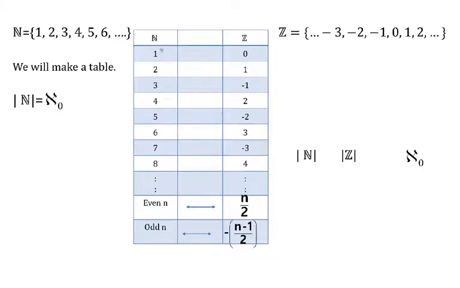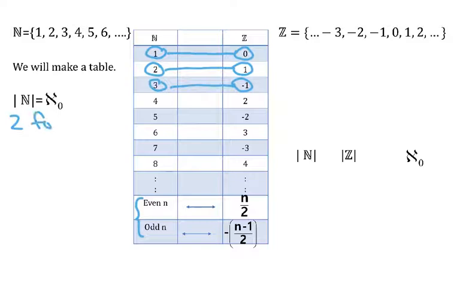So again, 1 got paired up with 0. 2 got paired up with 1. 3 got paired up with -1, and so on. Now, this is where it gets a little complicated because we need a formula, but we have to have 2 formulas. So let's see if we can make sense of this.